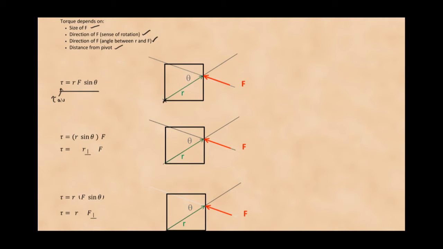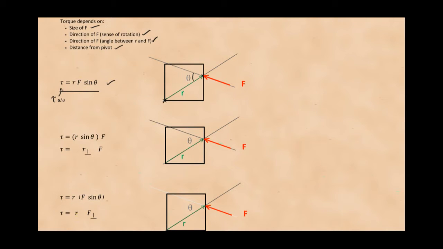R is the distance from the point of rotation, or the point about which you're calculating torque, to where the force is acting. F, of course, is the force, and then theta is the angle between those two directions. So we say the torque created by this force about the lower left-hand corner is equal to R times F times the sine of theta. Now in some problems you can just calculate that. You can take the magnitude of F, the magnitude of R, take theta, and just calculate the value from that equation. But there are other problems where it will be easier to visualize this in a different way.